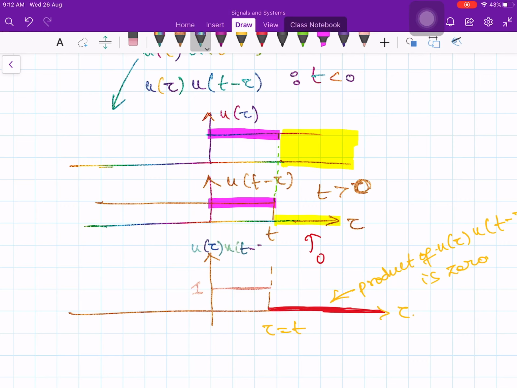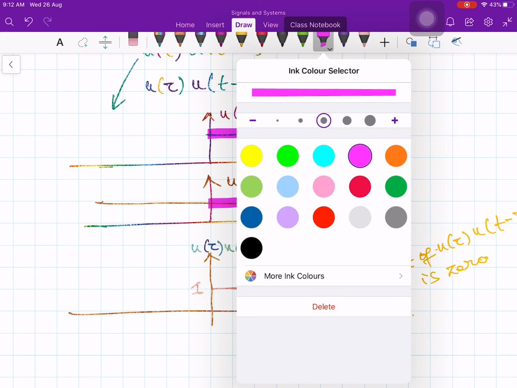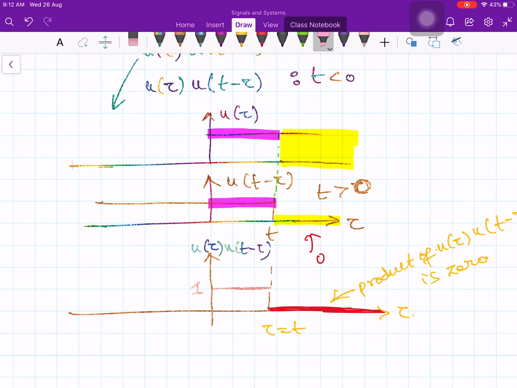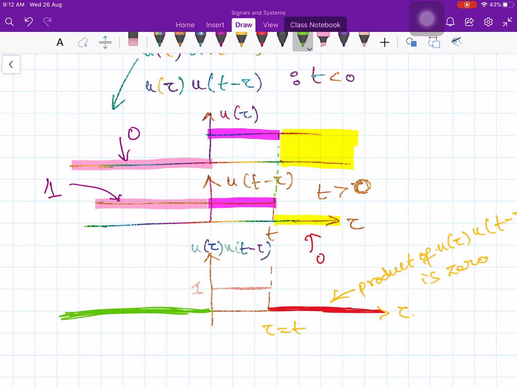Fine. Now let us look at the third case, I mean the left hand side. Let me choose this color. Then if you look here, the value is 0, but here it is 1. So 1 times 0 again 0. Here u of tau has 0 value, and this guy has 1. 1 times 0 is 0, therefore this becomes 0. So this is what I get.